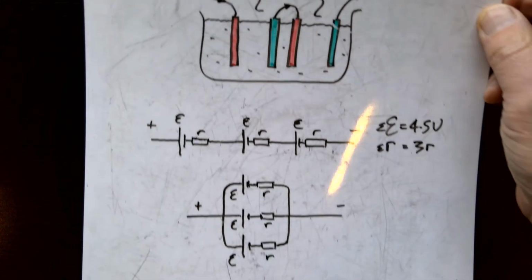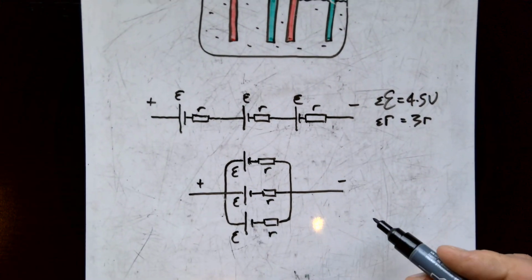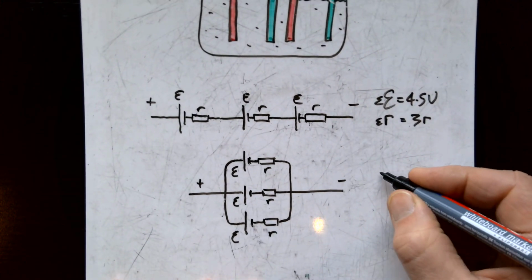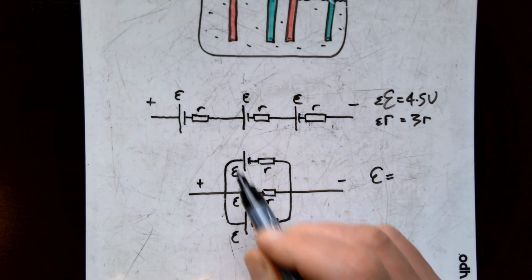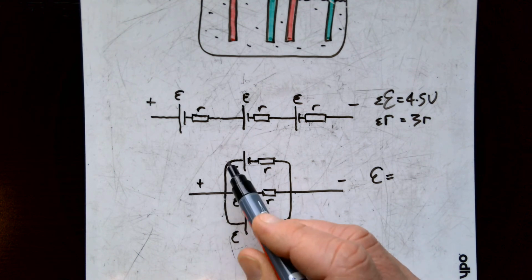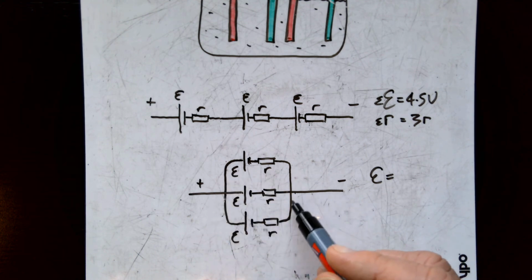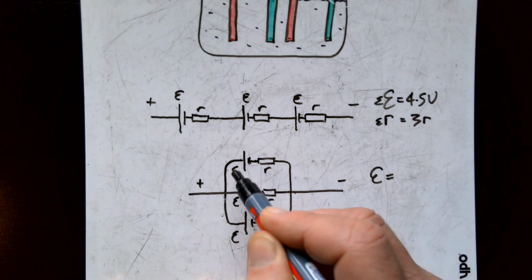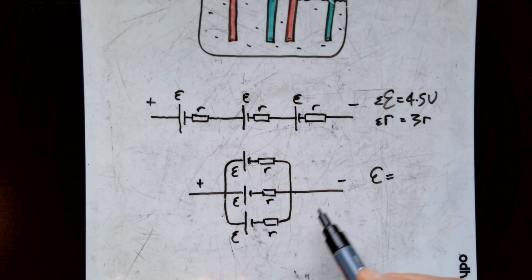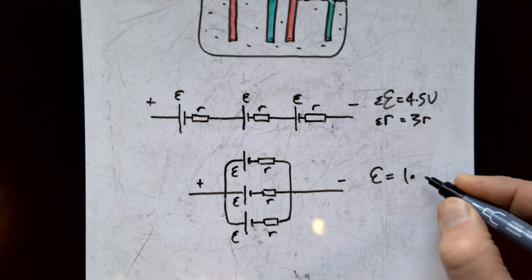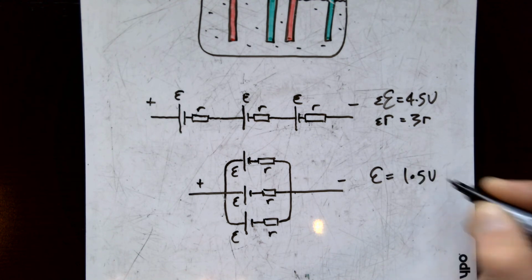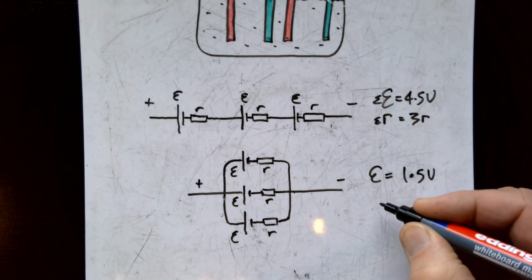Now, if we put them in parallel, we're only going to get a drop from here to here from each of them. So whichever way the charges go, whichever battery they go through, whichever cell they go through, they're still only going to gain a third of the energy.